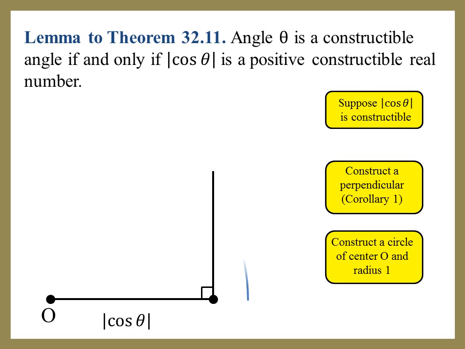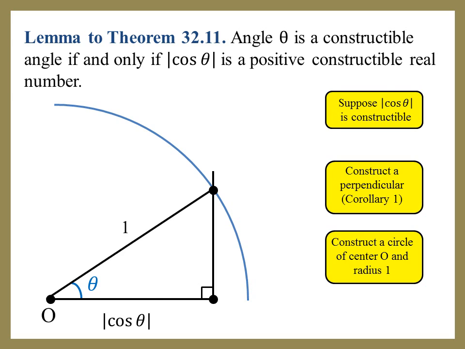Construct a circle of radius 1 centered on the left endpoint of the line segment. Connect the left endpoint of the line segment to the point of intersection of the perpendicular and the circle. We now have a right triangle which contains the acute angle theta. If theta is not acute, then we can construct it using the angle constructed here and a combination of right angles.